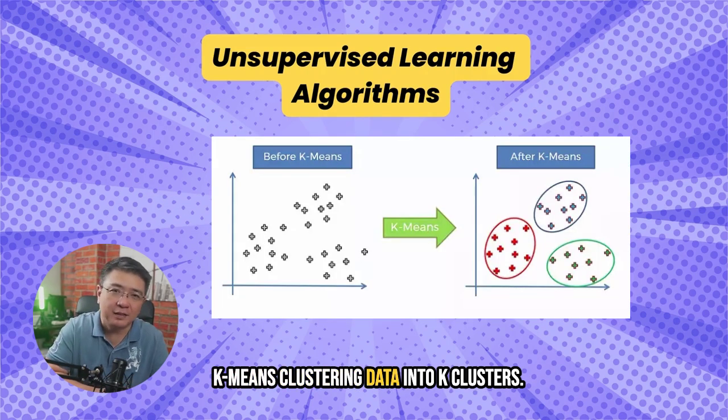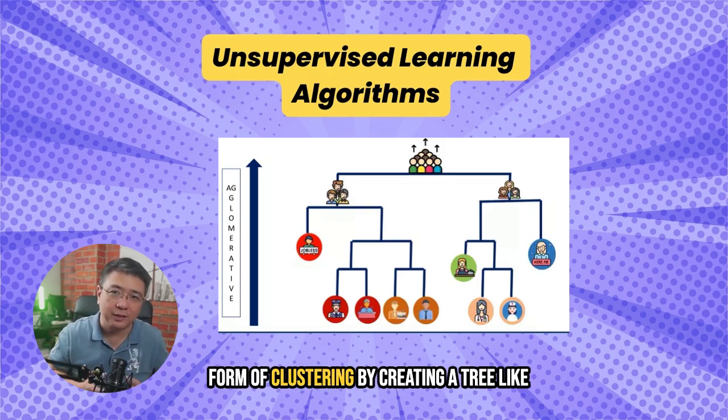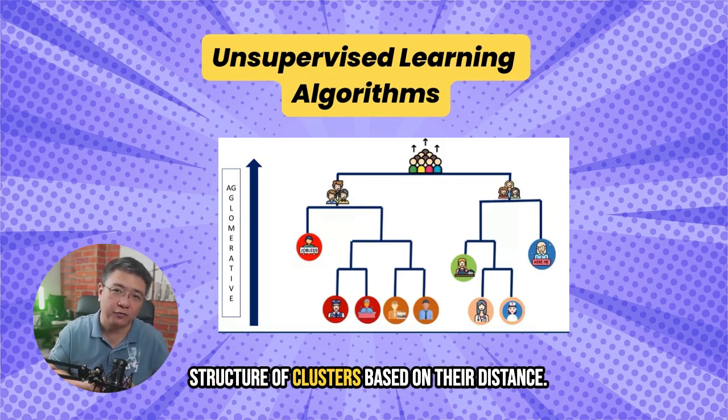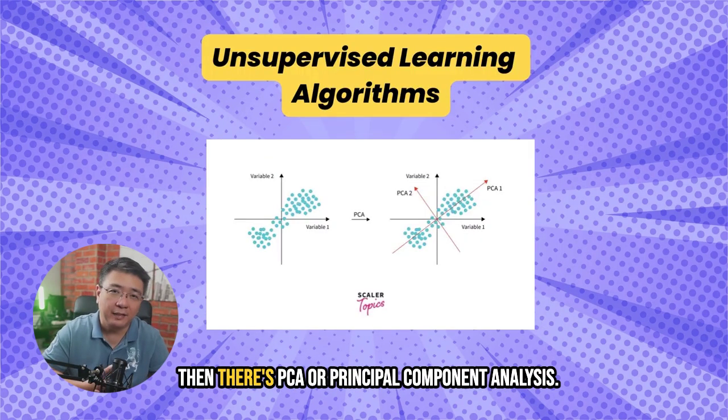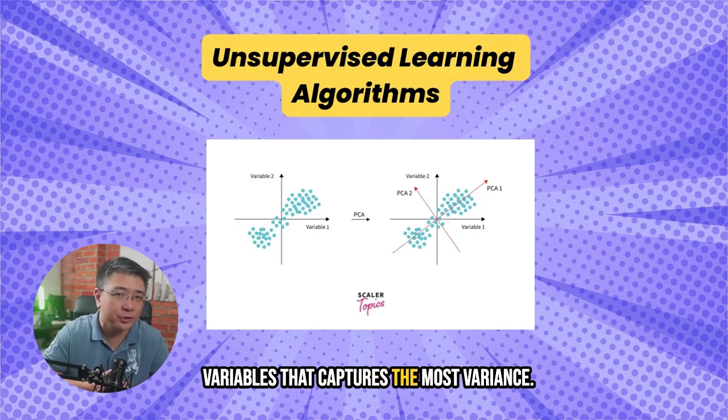K-means clustering groups data into K clusters. The model looks for data points that are close together and groups them into a cluster. Hierarchical clustering is also another form of clustering by creating a tree-like structure of clusters based on their distance. Then there's PCA, or Principal Component Analysis. This is a dimensionality reduction technique transforming data into a new set of variables that captures the most variance.